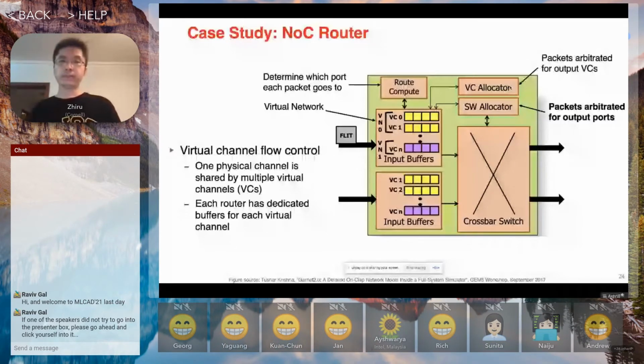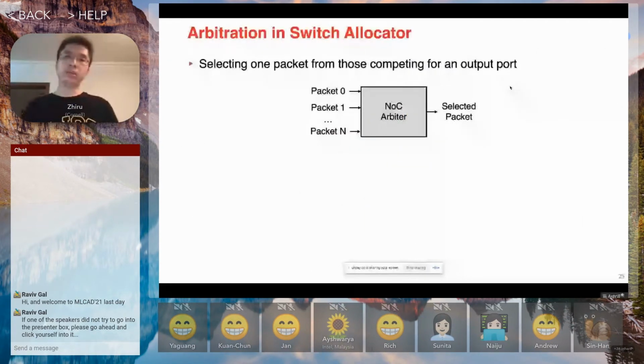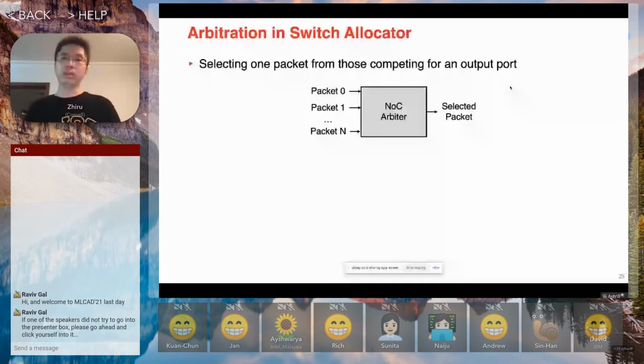Again, I'm showing you this diagram. This is an abstract diagram. I'm going to show you a concrete one pretty soon. What we are dealing with is this arbiter, right? We want to choose between multiple packets from different virtual channels, and in the end, we pick the one with the highest priority.